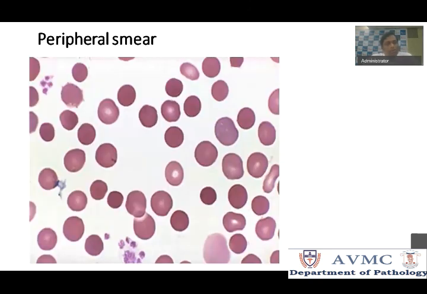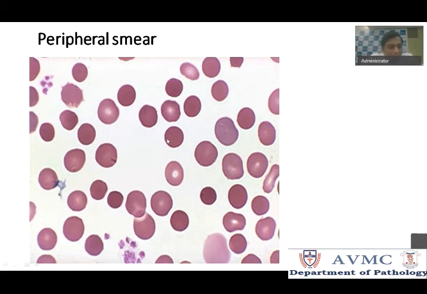Okay, so now this is the peripheral smear of this patient. Now you need to describe this. Are the RBCs looking normal? What happened to the central pallor? Hyperchromic. Good, very good. They are hyperchromic because there is no central pallor. Hemoglobin is very concentrated. And when does an RBC become hyperchromic?